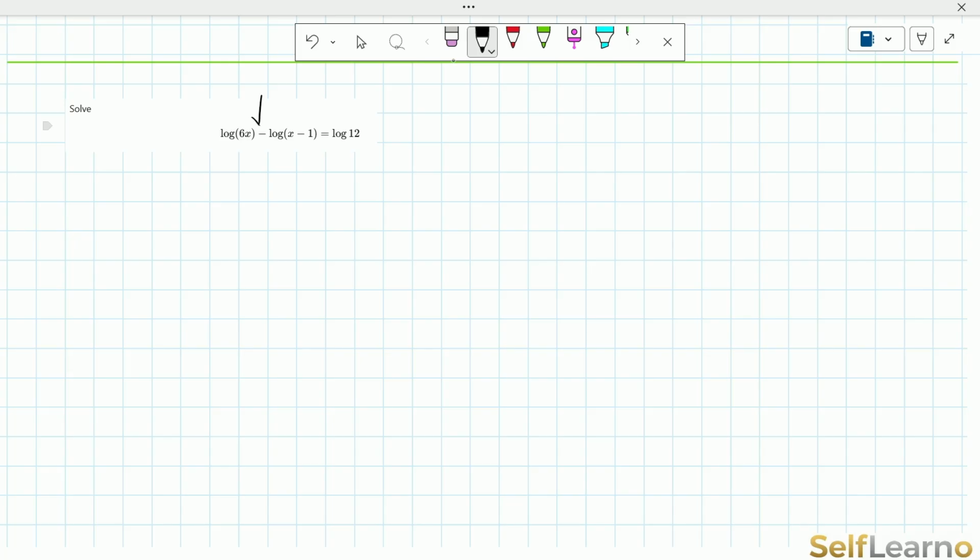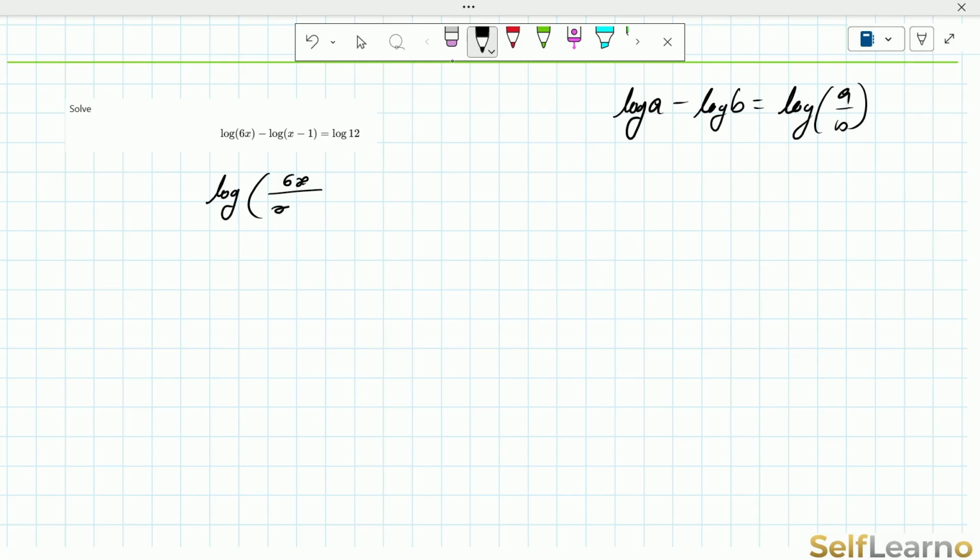Let us say this. There is a sign of subtraction between two logarithms, so we can use this rule: log A minus log B is equal to log A by B. It is an easy task now. Just assume that this 6x is A and this x minus 1 is B. I'm finishing it over here. So log A by B, that is 6x by x minus 1, is equal to log 12.